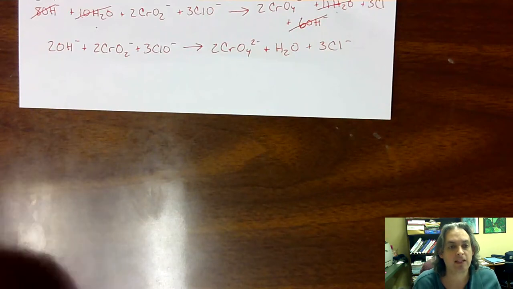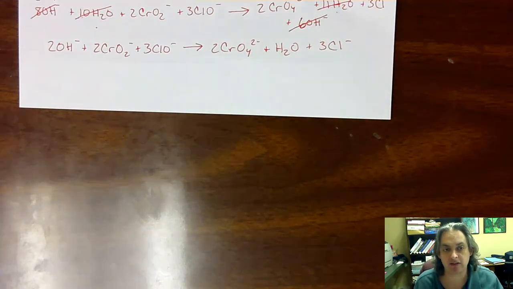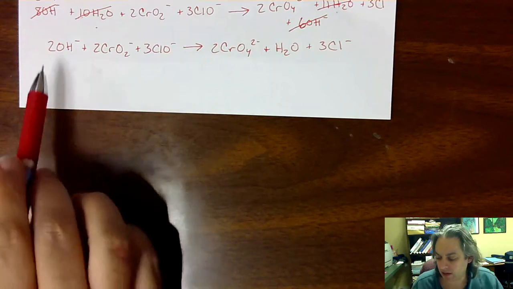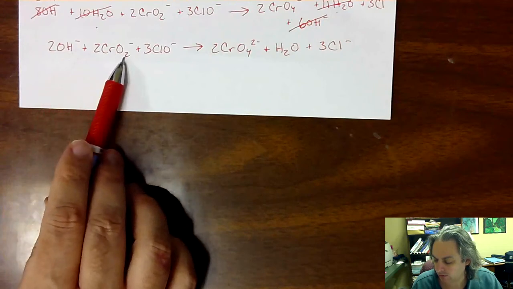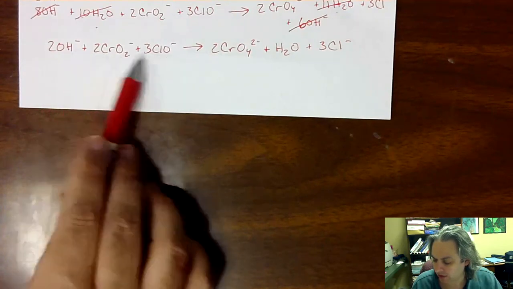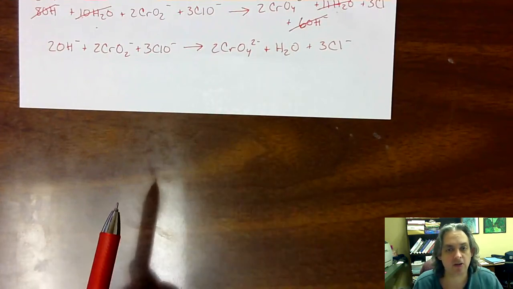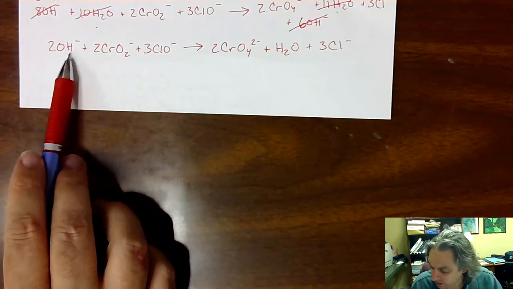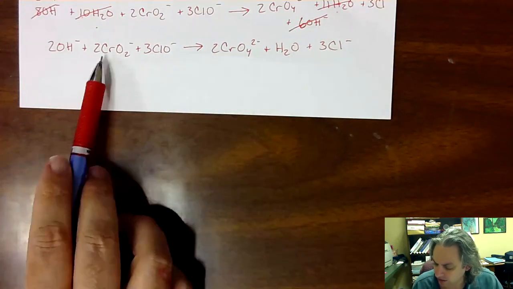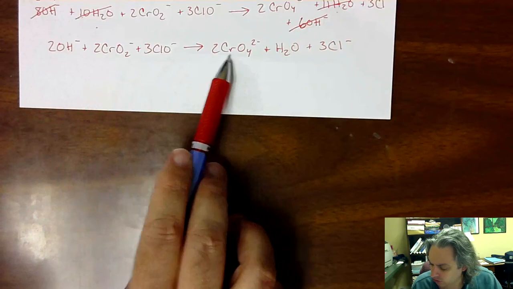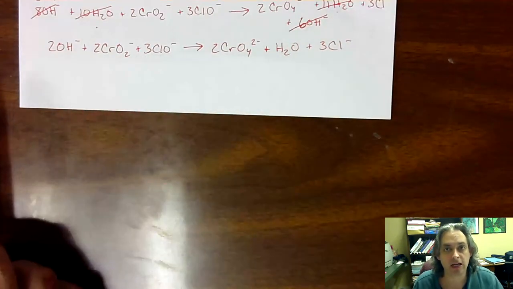Okay, now what we need to do is check to make sure that everything is mass balanced and charge balanced. So let's first check our masses. Let's first check out oxygen. We have 2 plus 4 plus 3, so that's 9 oxygens, 8 plus 1, 9 oxygens, so our oxygens are good. What about hydrogens? We have 2 hydrogens and 2 hydrogens, 2 chromiums, 2 chromiums, 3 chlorines, 3 chlorines. So we are now mass balanced.